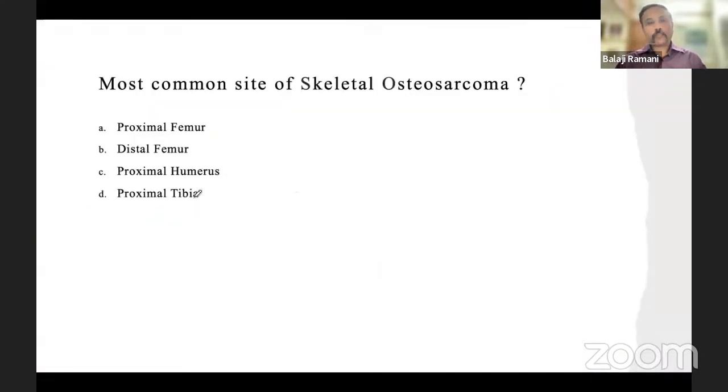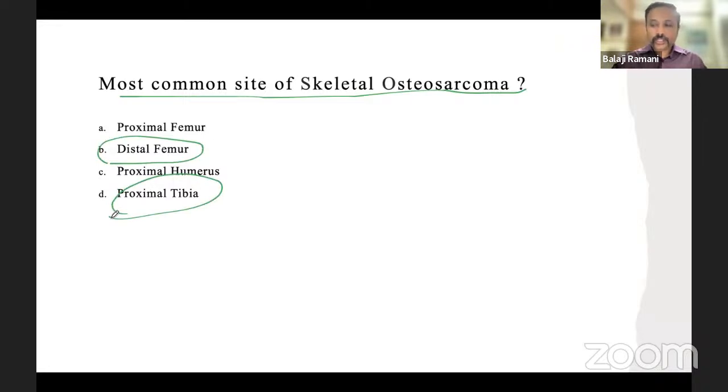Going on to another bony tumor here, which is the most common site of skeletal osteosarcoma. In skeletal osteosarcomas, all of us know that the distal femur and the proximal tibia are the most common sites, that is, the periarticular region around the knee is very commonly involved as far as the bony tumors are concerned.